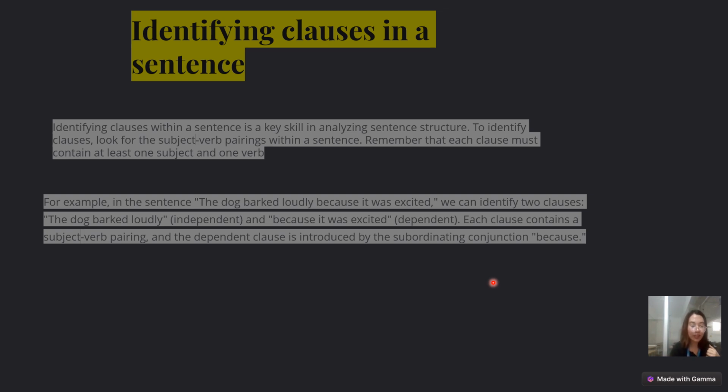For example, in the sentence, the boy who is playing in the park is my brother. The boy who is playing in the park is my brother. Here, the main subject is what? The boy. The main subject here is the boy. And the clause who is playing in the park gives more information about the boy. So I'm sure you all are clear with this.